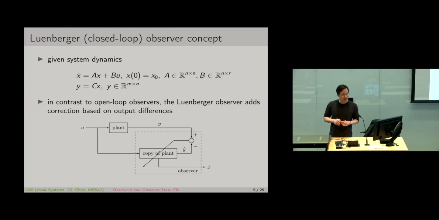David Luenberger, full name, is a professor from Stanford. He actually retired not long ago, in 2013. He attended Caltech for his bachelor's degree, and he did his PhD at Stanford. In his PhD thesis, he looked into observer design, and then he discovered something that's pretty innovative, and the closed-loop observer was named after him.